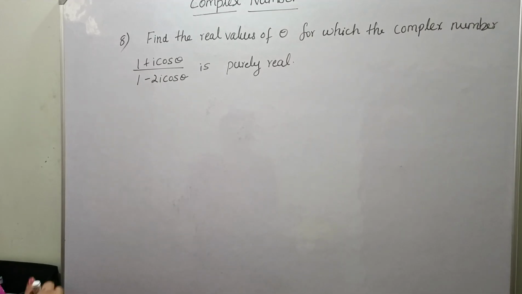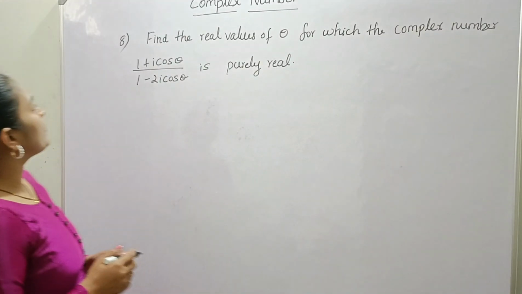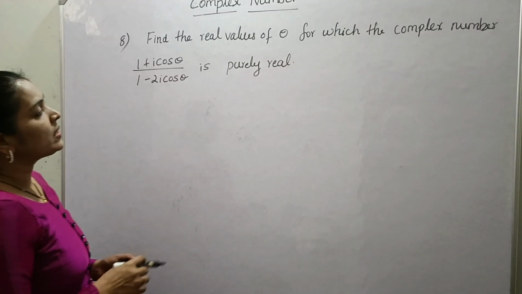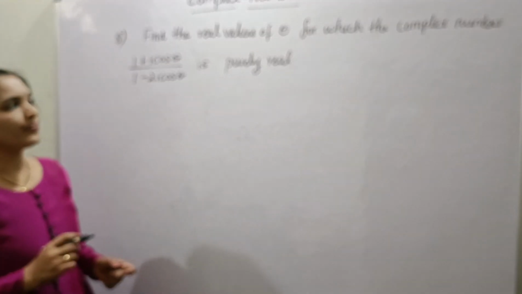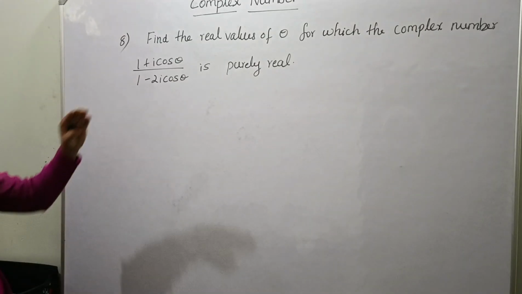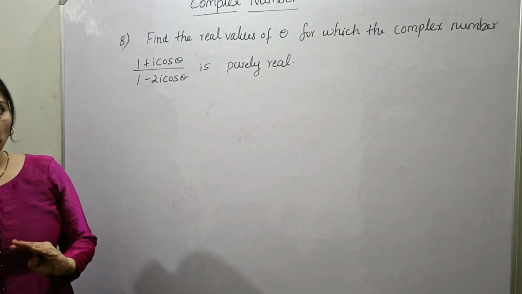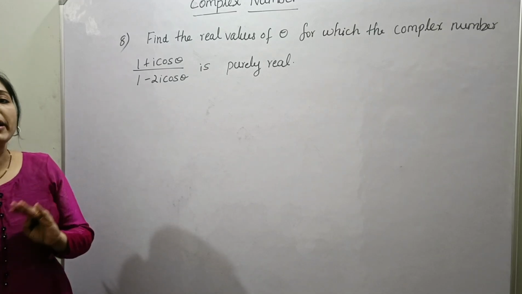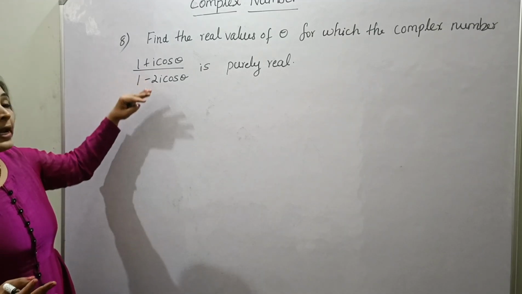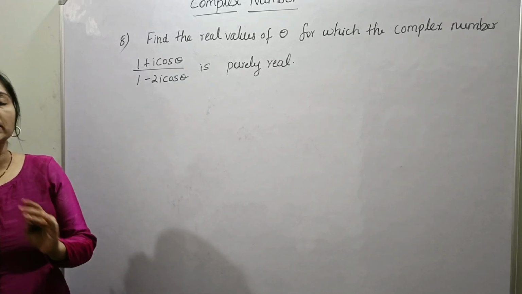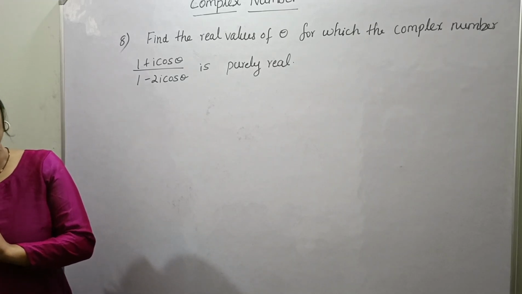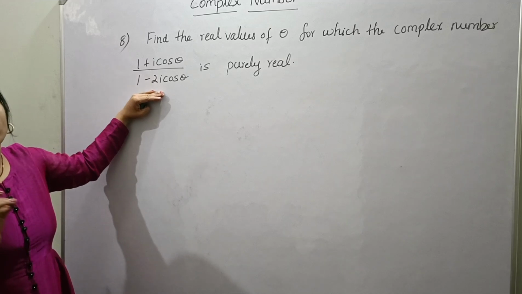Find the real values of theta for which the complex number (1 plus i cos theta) divided by (1 minus 2i cos theta) is purely real. Okay, so here we have to find the value of theta when its imaginary part is 0. Purely real means its imaginary part is 0. So first of all, make it in the form of a plus ib and set the imaginary part equal to 0, so that we will get the value of theta.